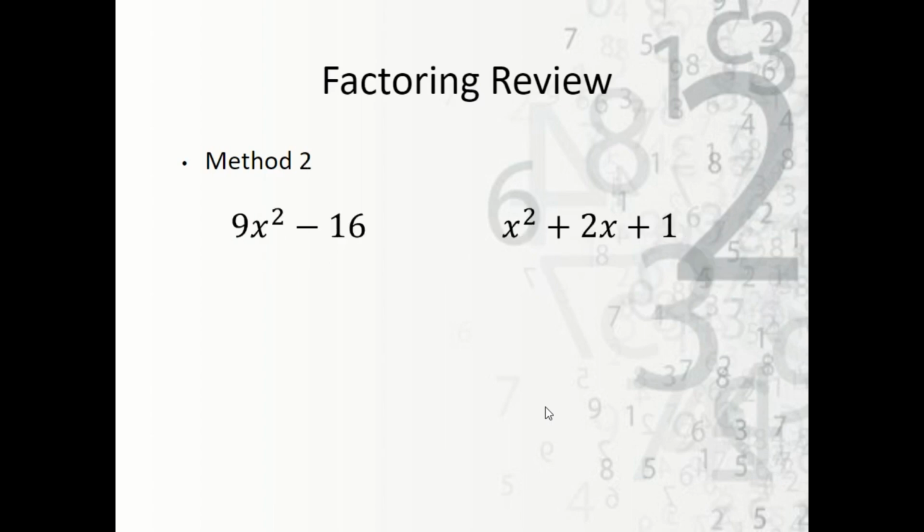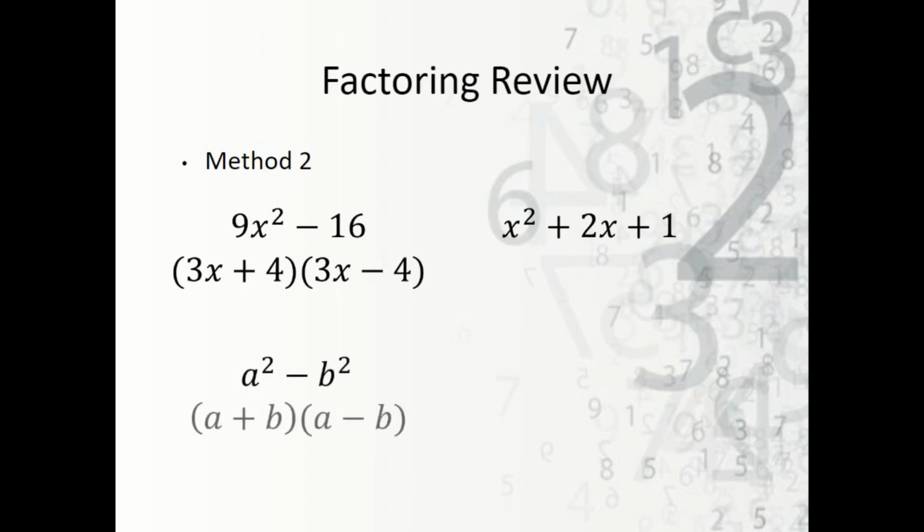So that's method 1. Method 2 is difference of squares. Remember, difference of squares says that if I have two perfect squares and their subtraction, I can take the square root of each of them and make it a plus b times a minus b. So in this case, I look at this 9x squared minus 16. Well, 9x squared is really 3x squared, and 16 is really 4 squared. So I can rewrite that as 3x plus 4 times 3x minus 4.